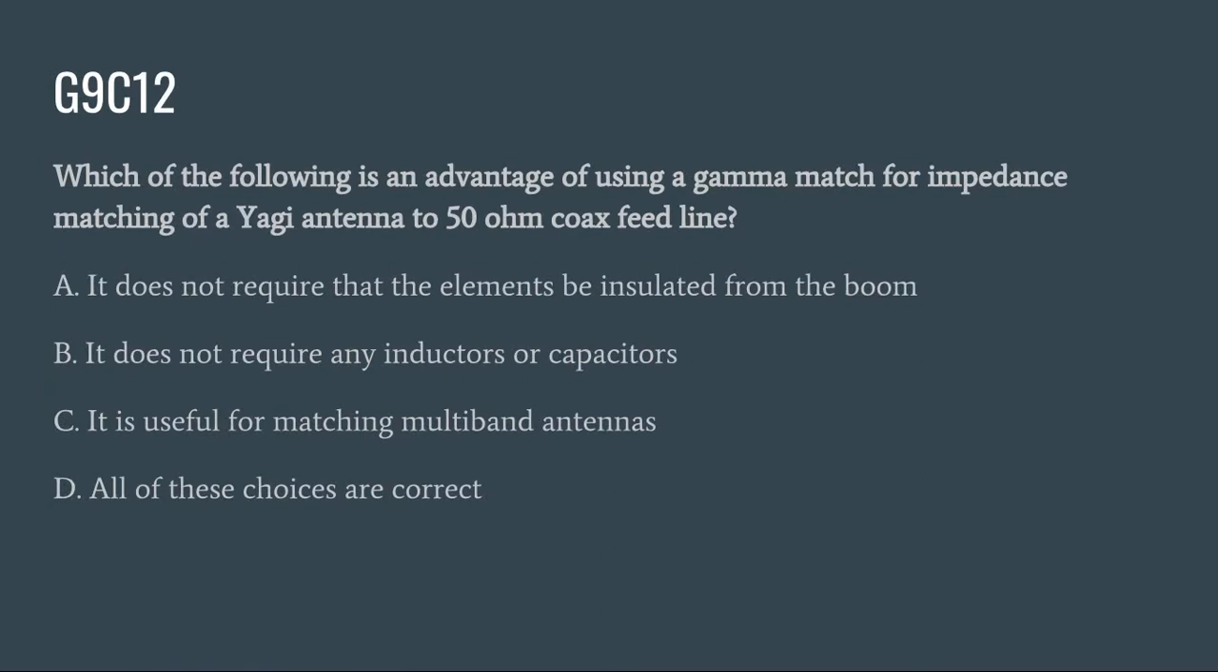G9C12, which of the following is an advantage of using a gamma match for impedance matching of a Yagi antenna to 50 ohm coax feed line? A. It does not require the elements to be insulated from the boom. B. It does not require any inductors or capacitors. C. It is useful for matching multi-band antennas. Or D. All of these choices are correct. Correct answer here, A. It does not require the elements be insulated from the boom.